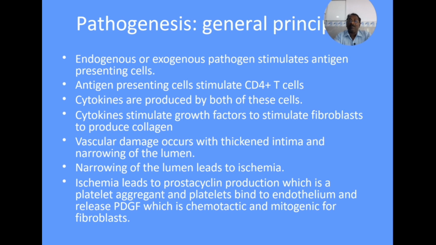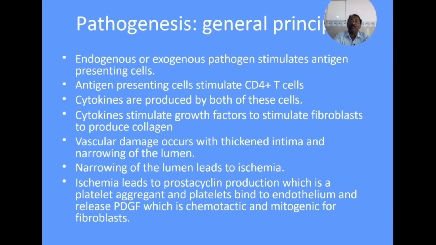Then vascular damage occurs because of the thickened intima and narrowing of the lumen. Once the lumen narrows, that leads to ischemia. Ischemia leads to platelet aggregation, and the platelets bind to the endothelium. And that is mitogenic for the fibroblasts. So this is all the pathogenesis of systemic sclerosis.